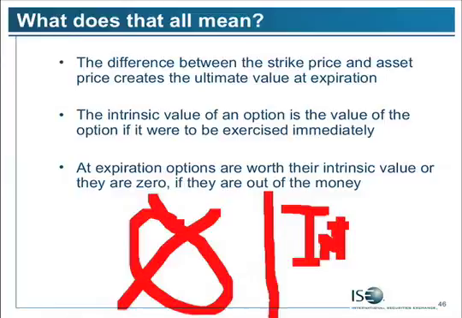CDD is trading at, where was it trading? 103.43. See if somebody can figure that out. What is the intrinsic value of the 100 call if we're trading at 103.43? Thank you, Farshad. The answer is $3.43.